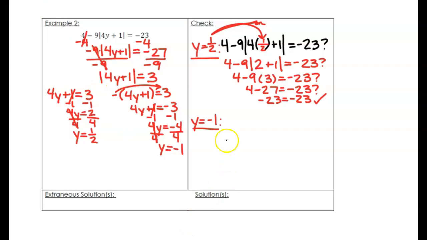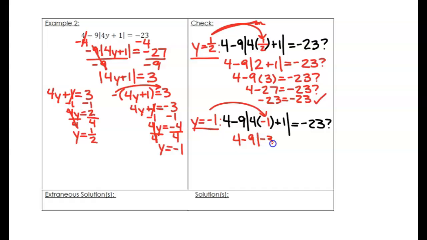So I'm going to rewrite my original equation. 4 minus 9 times the absolute value of 4 times y plus 1 equals -23. So I'm going to go ahead and substitute -1 here. My absolute value grouping here, 4 times -1 is -4, and -4 plus 1 is -3. So 4 minus 9 times the absolute value of -3 equals -23.